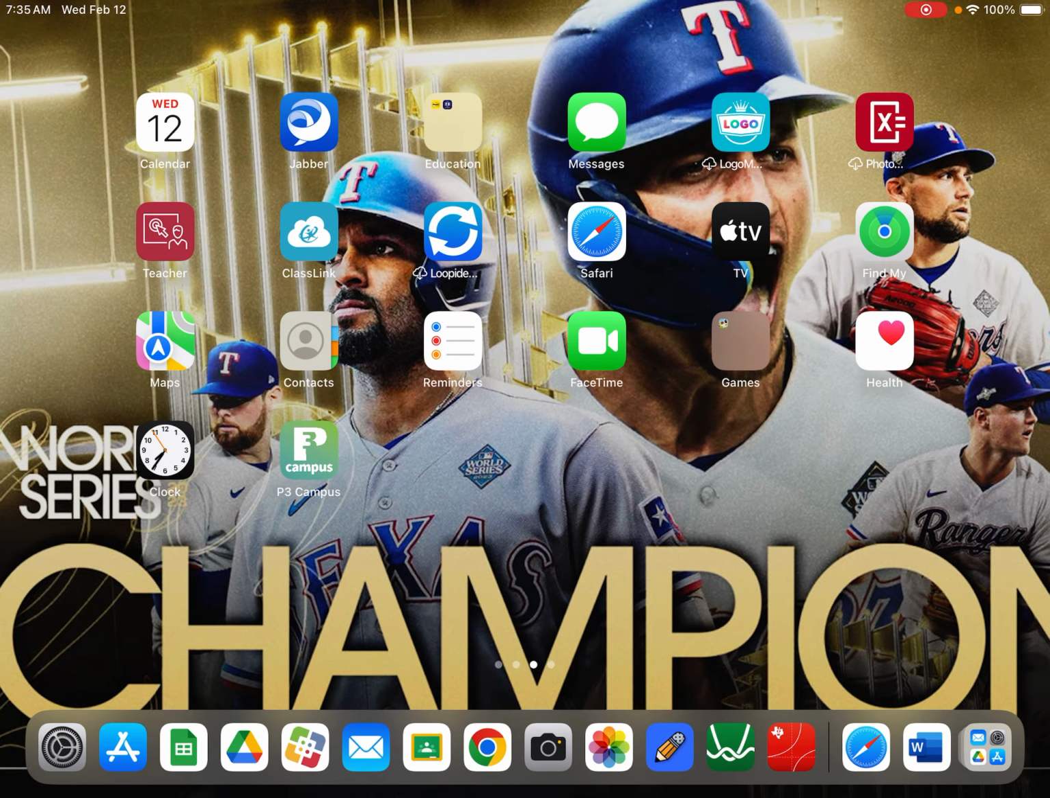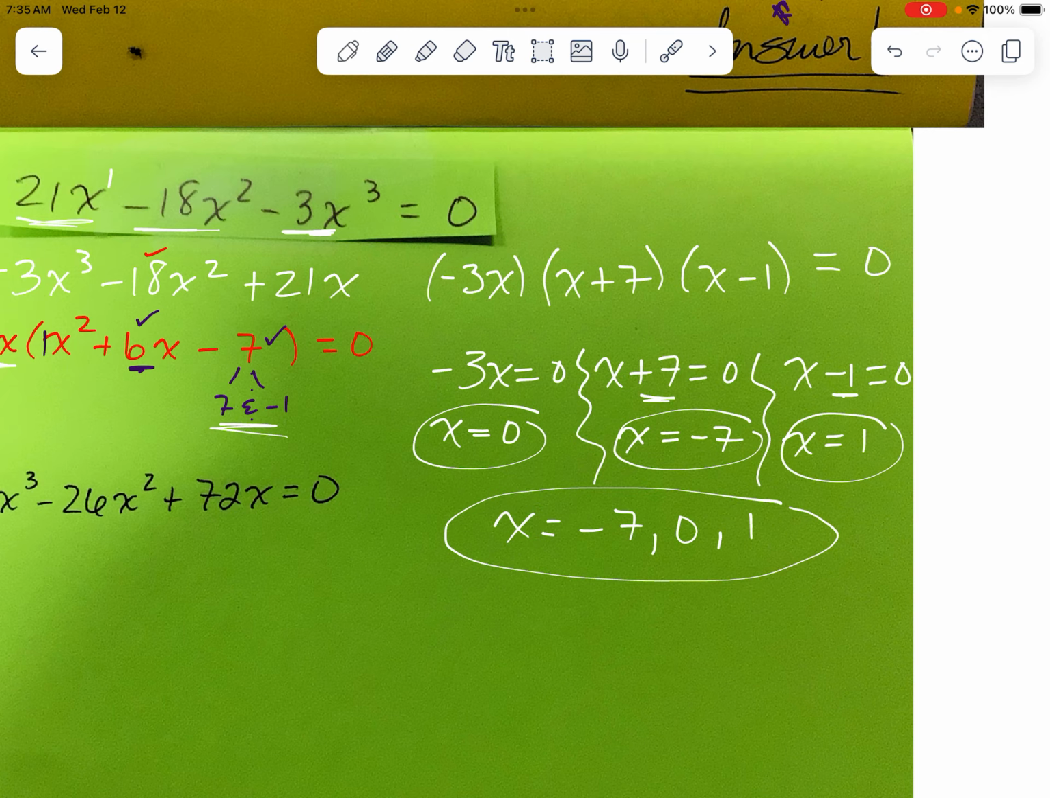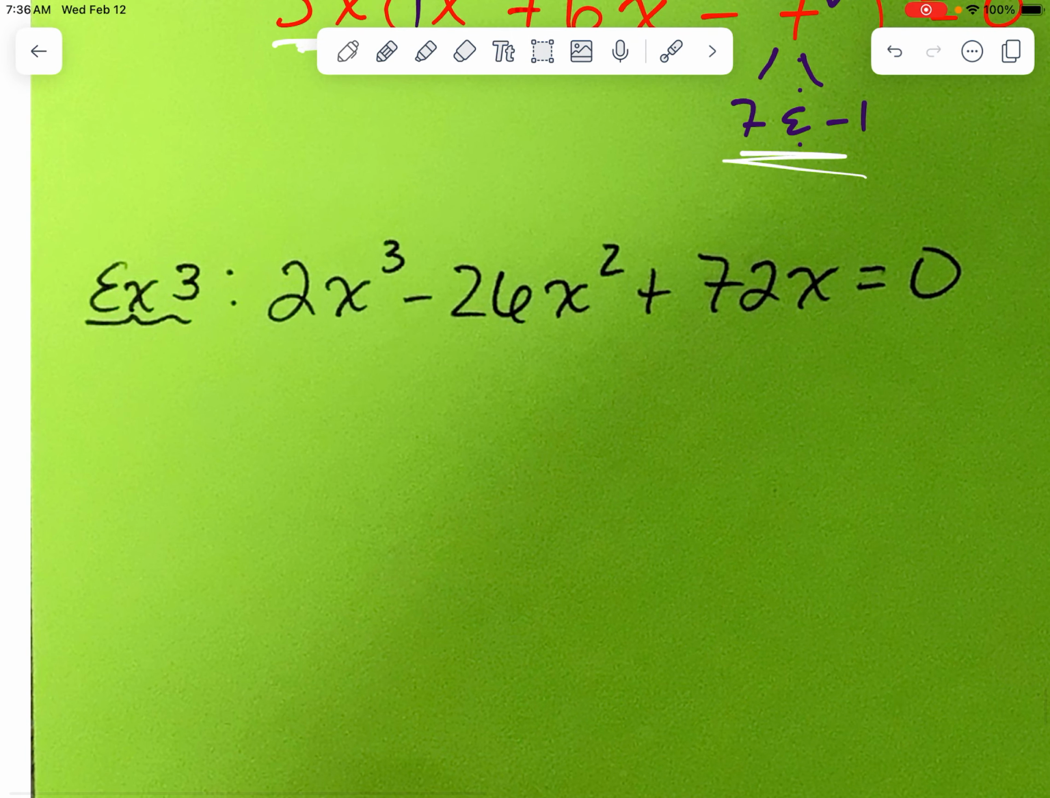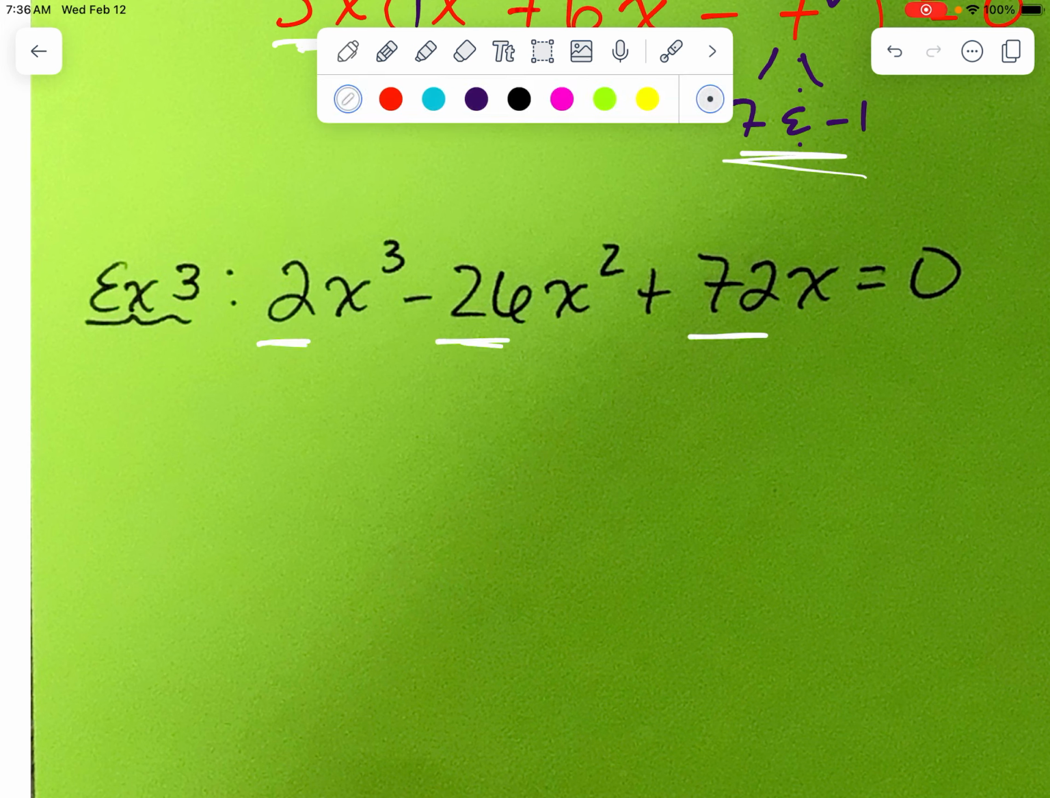And then our last example here. Everybody's in order. So when I say everybody's in order, we're talking about the exponents, right? I have 3, 2, and then the hidden 1. Biggest number that goes into 2, 26, and 72 is 2. And we always factor out the lowest number of exponents for the variable, which would just be x.